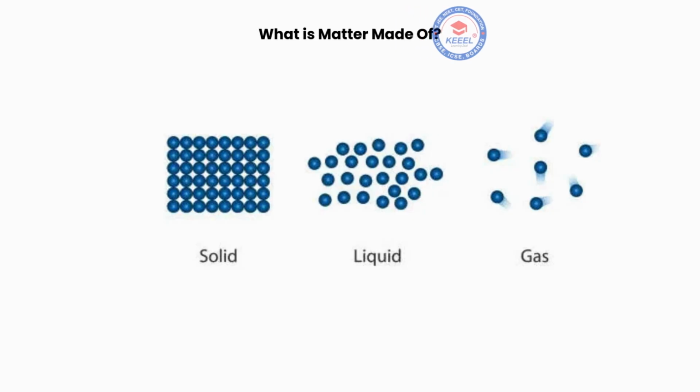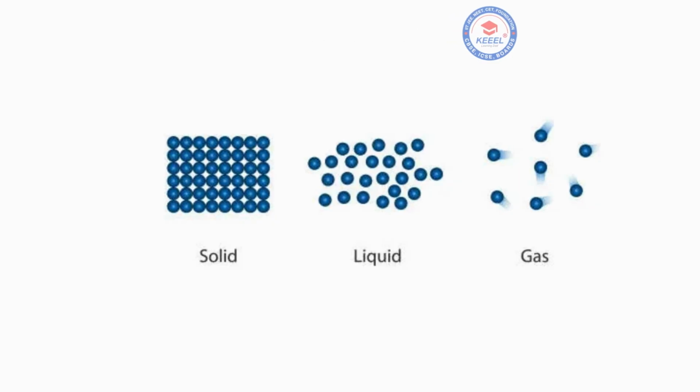What is matter made of? Everything, solids, liquids, and gases, is made of atoms. Atoms are so small that we cannot see them without a powerful microscope. These atoms can come together in different ways to form elements, compounds, and mixtures. Let's understand what each of these is.